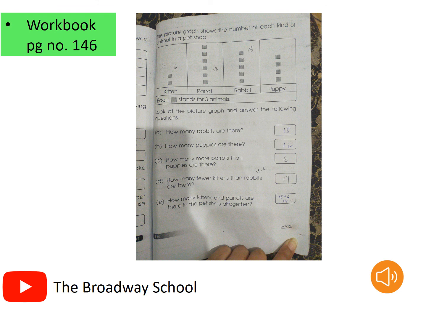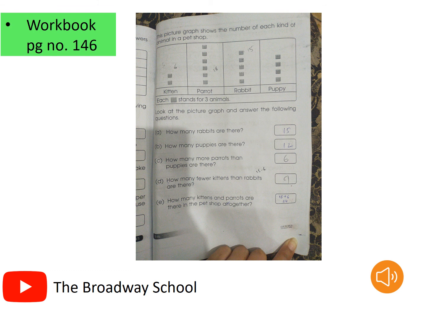Part C, how many more parrots than puppies are there? Okay, how many more parrots? Now you need to count first parrot, as we have 6 parrots. So 6 multiplied by 3 is equal to 18. And more parrots than puppies are there.